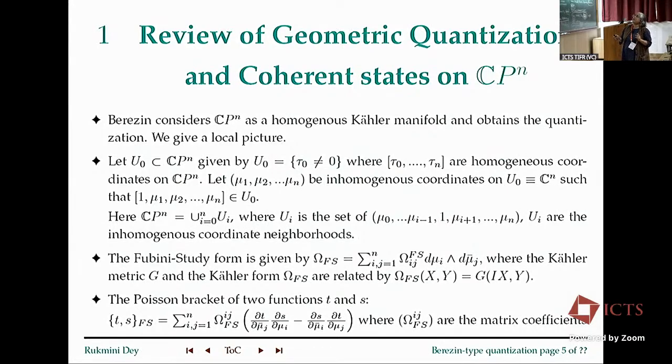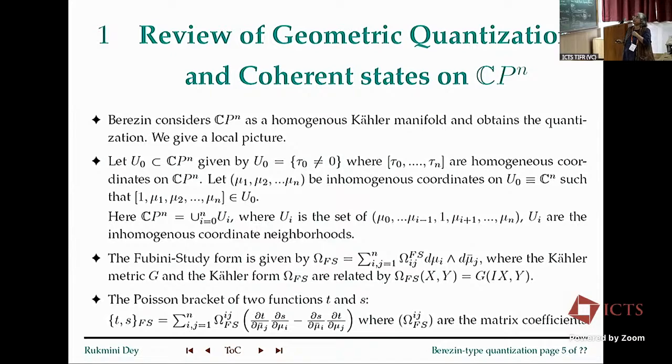Review of geometric quantization and coherent states. Again, here I will embed my manifold into CPN. It's a compact smooth manifold, say. Otherwise, I'll embed it in CN if it is not compact. So now, coherent states on CPN. Berezin considers CPN as a homogeneous Kähler manifold and obtains the quantization. But we want a local picture because our whole construction is local.